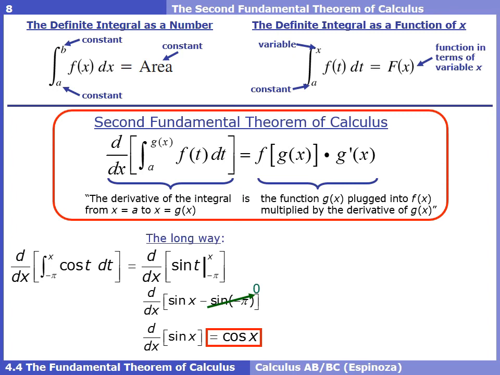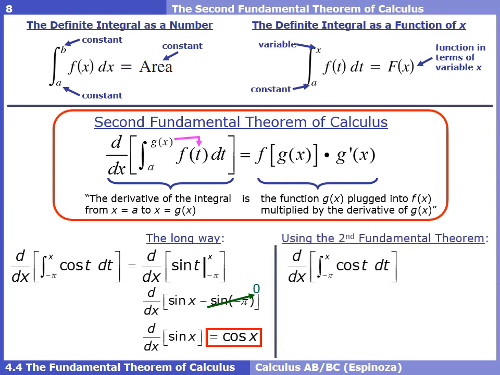All you need to do, and you're going to see this little pink arrow appear here, is take this function g and plug it into your function f, and then multiply by the derivative of that function g. So let's see if we can apply that shortcut to that same problem we just did before. It's just 2 steps. We need to plug in the upper bound, which in this case is x. So of course that just becomes cosine x. And then we need to multiply by the derivative of that upper bound that we plugged in.